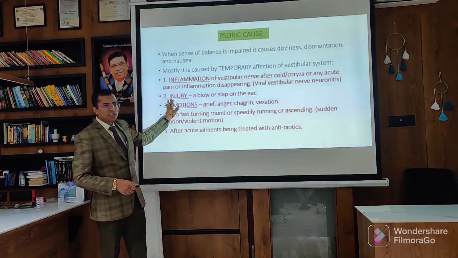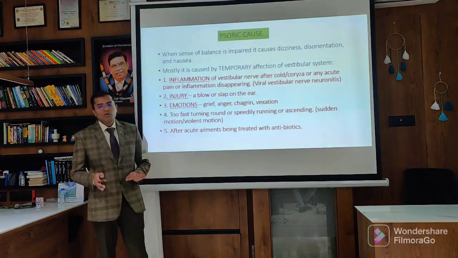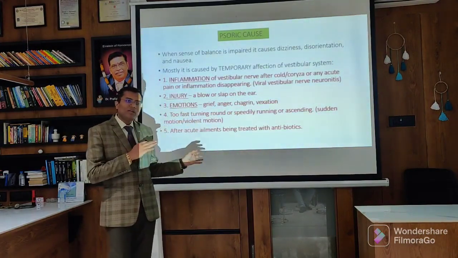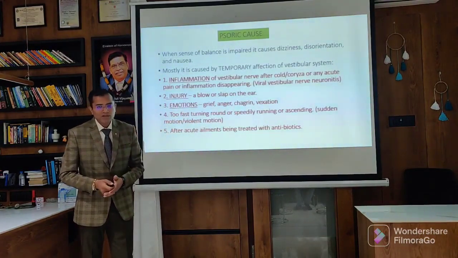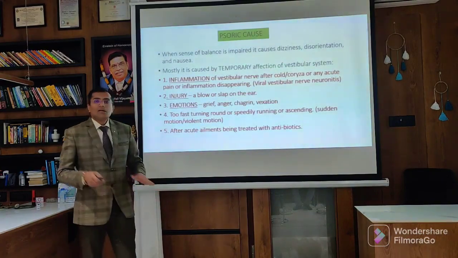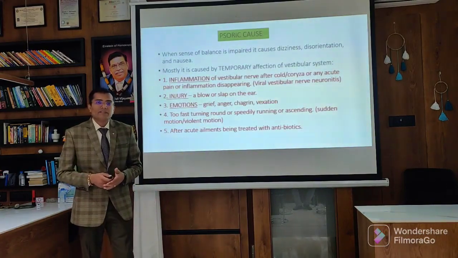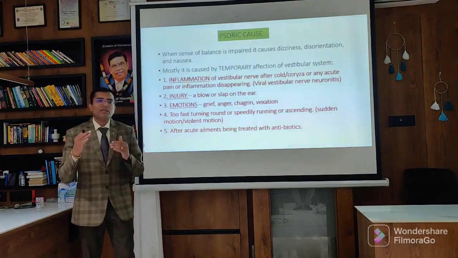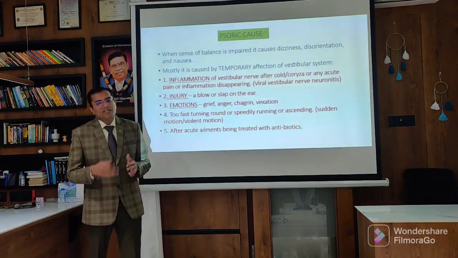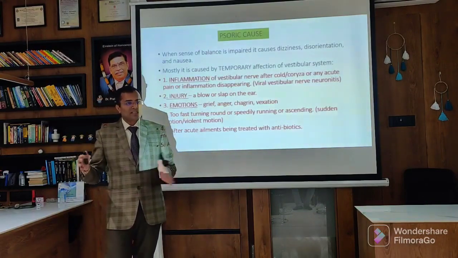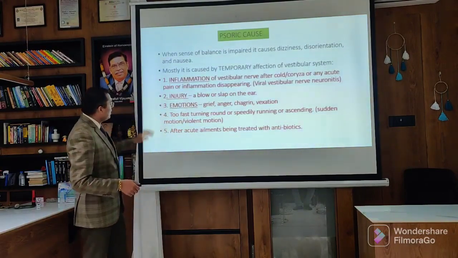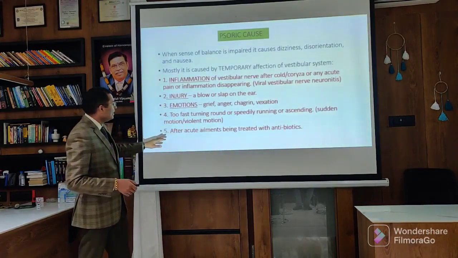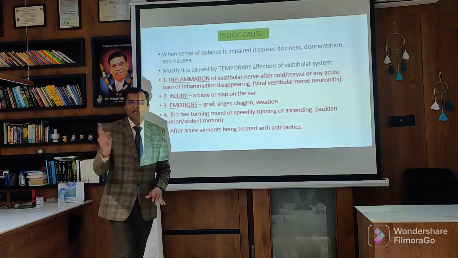The second cause is an injury, either a blow or a slap to the ear or the head. It may also provoke inflammations, and that causes it again. When there is an inflammation, there is a mental cause. So there is some emotion associated with mental trauma, like grief, anger, vexation, chagrin, and everything. And too fast turning round, or speedily running or ascending. This is something where we have to maintain our balance.